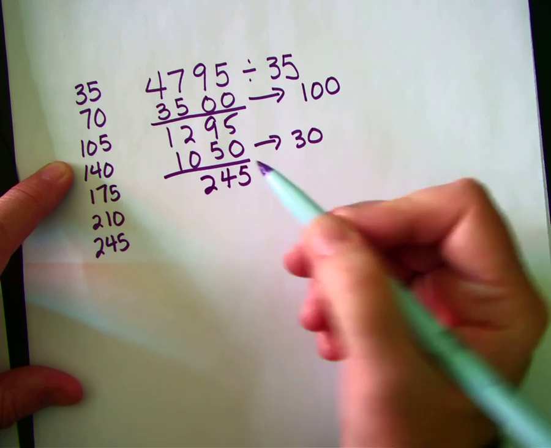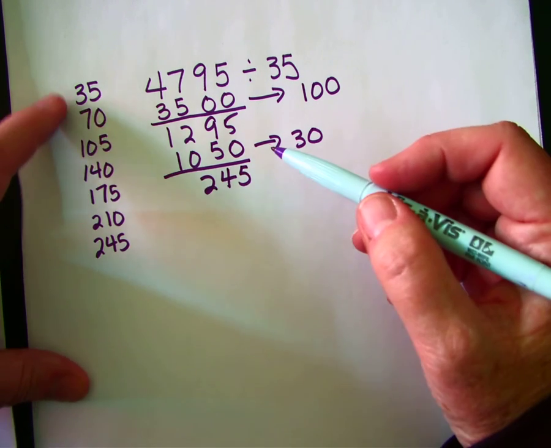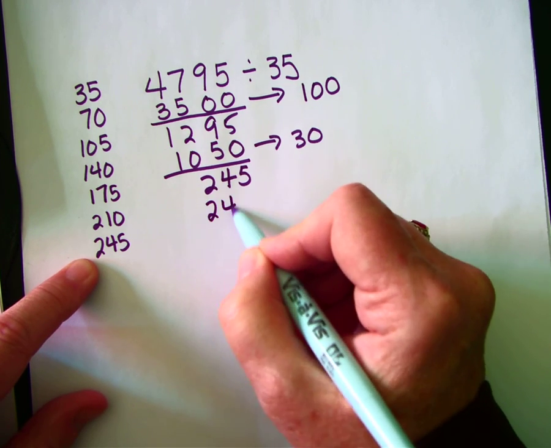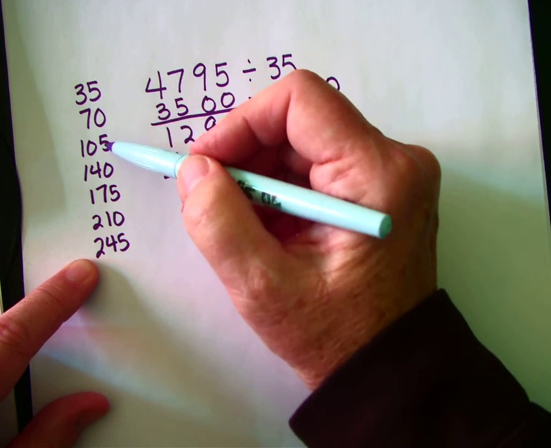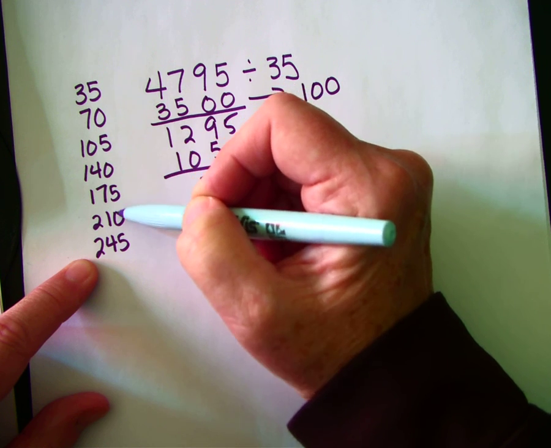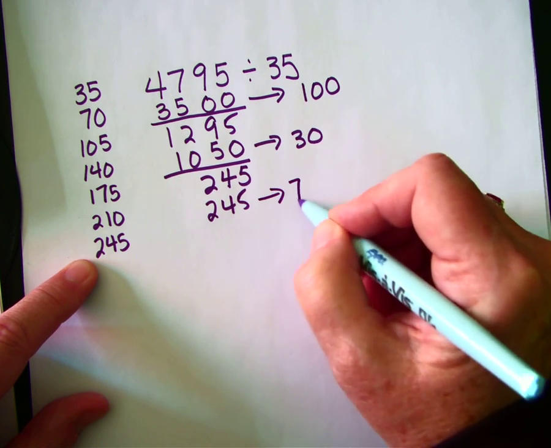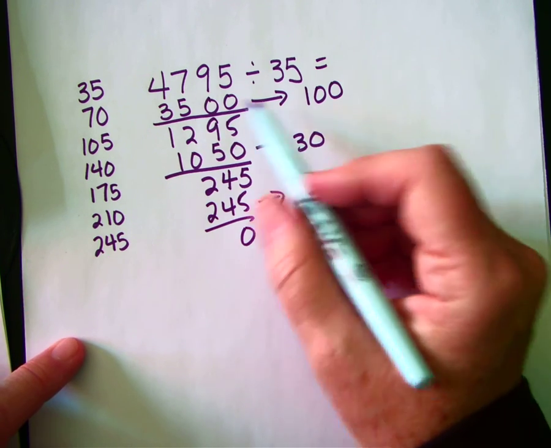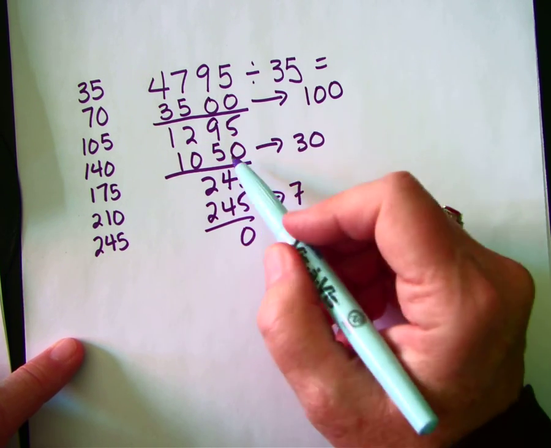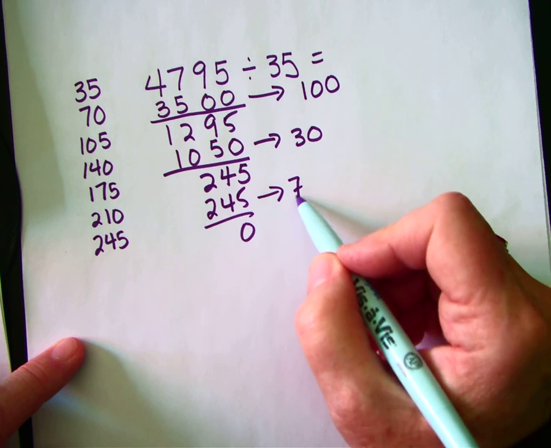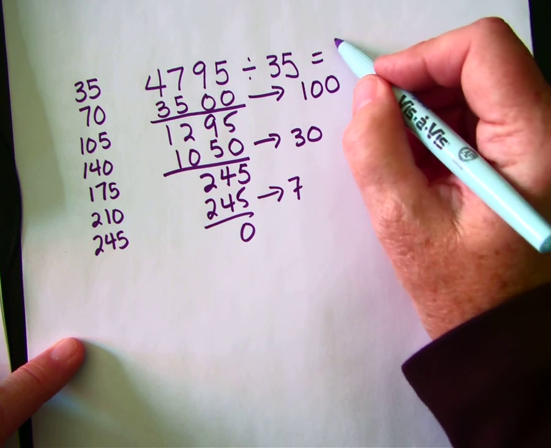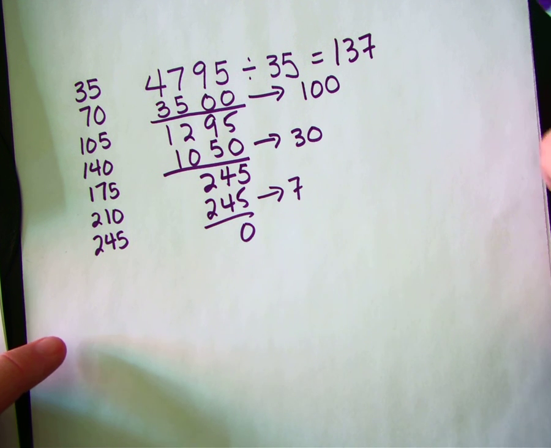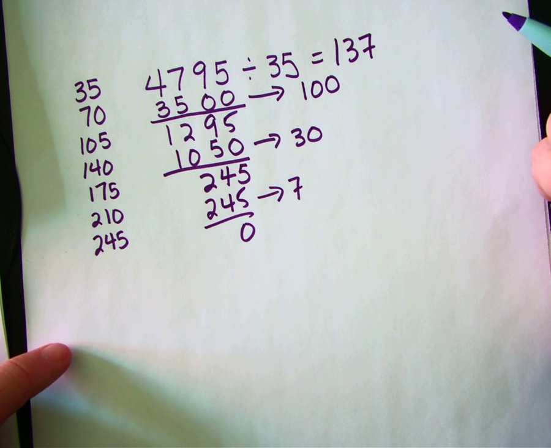And I subtract, and I have 245. Glancing through here, I see my 245 here. So I'm like, oh gosh, that is 1, 2, 3, 4, 5, 6, 7 groups of 35, and I have 0 left over. So I had 100 groups of 35 here, 30 groups of 35 here, 7 groups down here, so I ended up with 137 groups of 35.